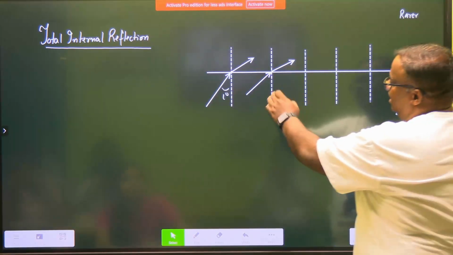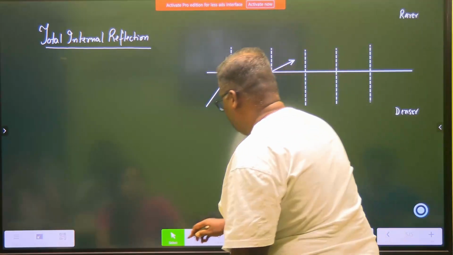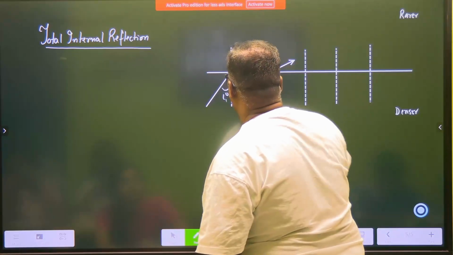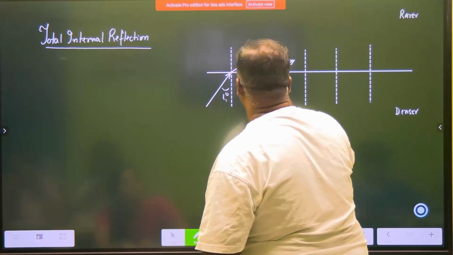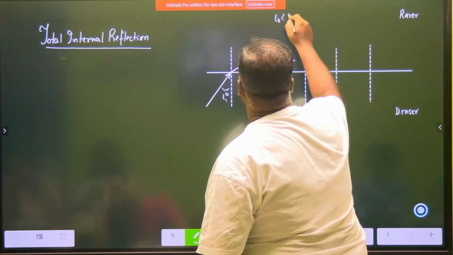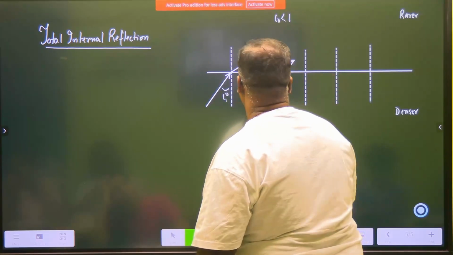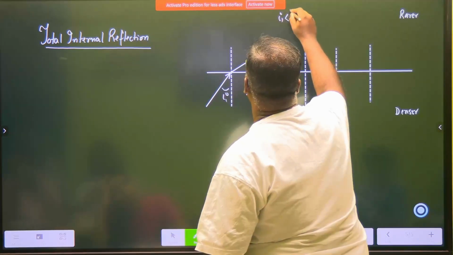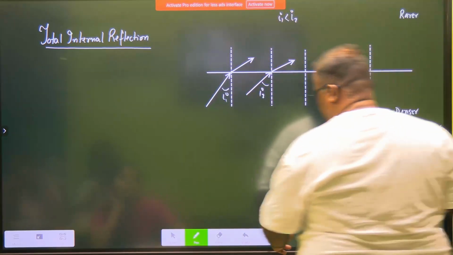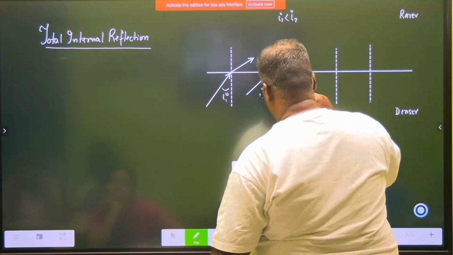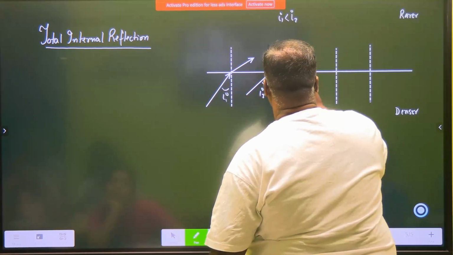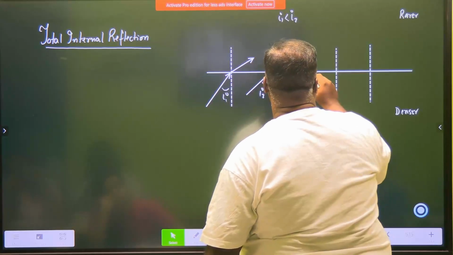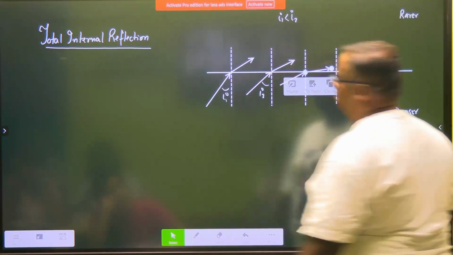If I start increasing my I more, say this was my I1. This is I1. This is I2. I'm increasing I1, I2. I am further increasing I now. Let's say that this is now my I. What do I expect for my R to be? My R will be something like this now.